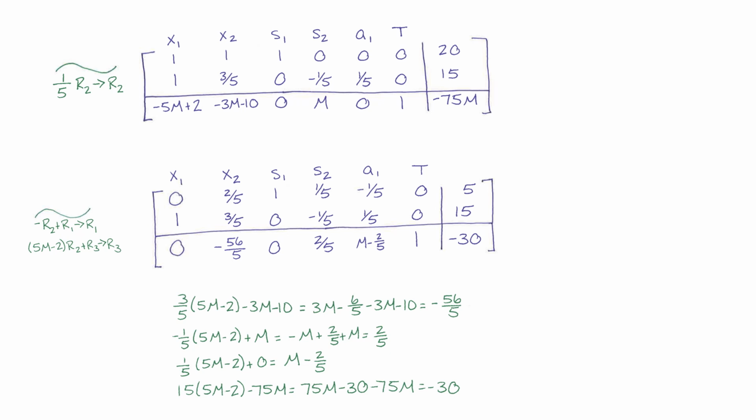Now, to get a 0 in the column 1 bottom row, I have -5m plus 2. I'm going to have to add 5m and subtract 2. So I multiply row 2 by 5m minus 2. So that'll cancel out -5m plus 2. And you can see the computations for the rest of the row below there. But I end up with values 0, -56/5, 0, 2/5, m minus 2/5, 1, and -30.